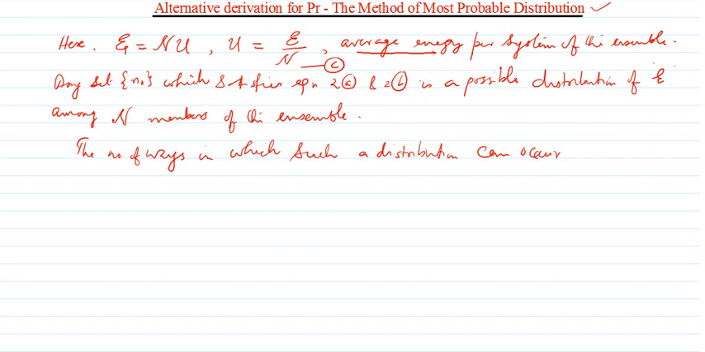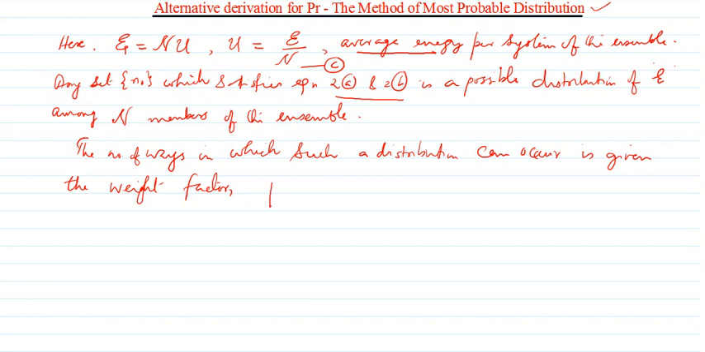Which distribution? A distribution that satisfies what? Constraints 2a and 2b is given by. So in order to get the number of ways in which such a distribution can occur, we are defining what is known as a weight factor. I am defining the weight factor like this.